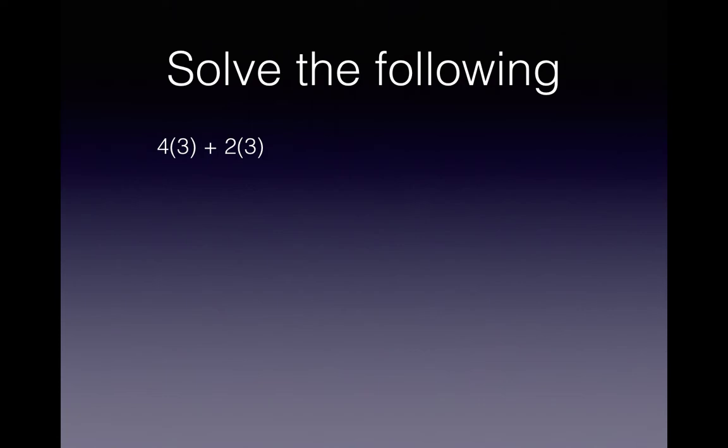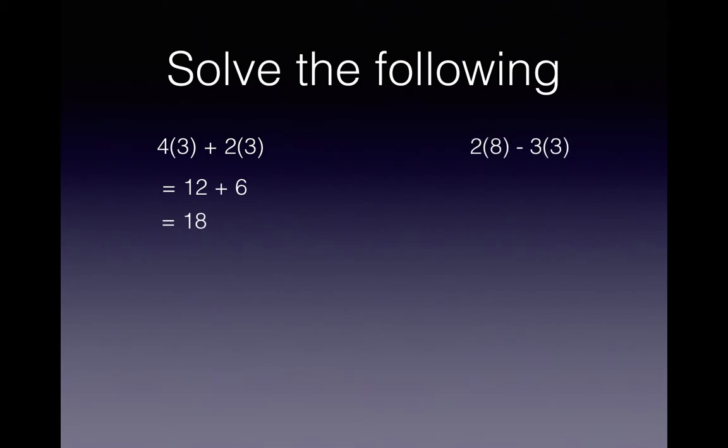And you can see that there's two sets of multiplication here. There's a 4 by a 3, and there's a 2 by a 3. So we do that multiplication first. 4 3s are 12, 2 3s are 6. And now we go from left to right and do all of the addition and subtraction. We get 18. Example 2.